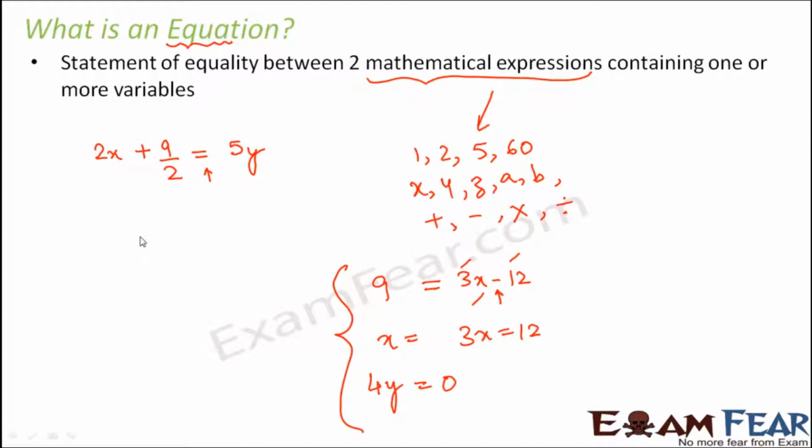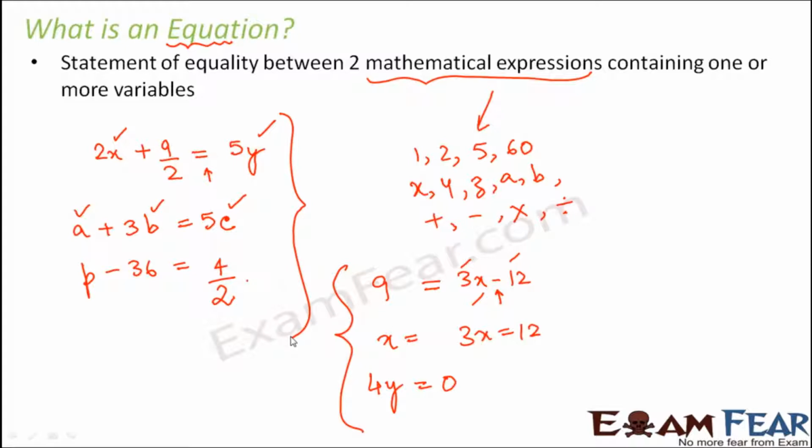Again, it is not necessary that an equation can have only one variable. It can have one or more variables. For example, here you have two variables, x and y. Similarly, you can even have more than two variables. For example, a plus 3b is equal to 5c. Here you have three variables involved. Something where you just have one variable involved is also an equation. All of these are examples of equations.